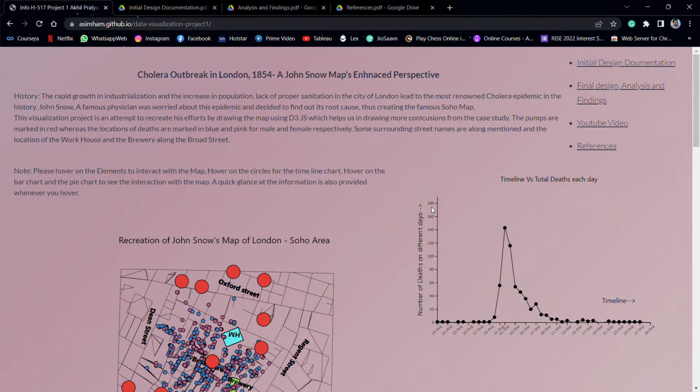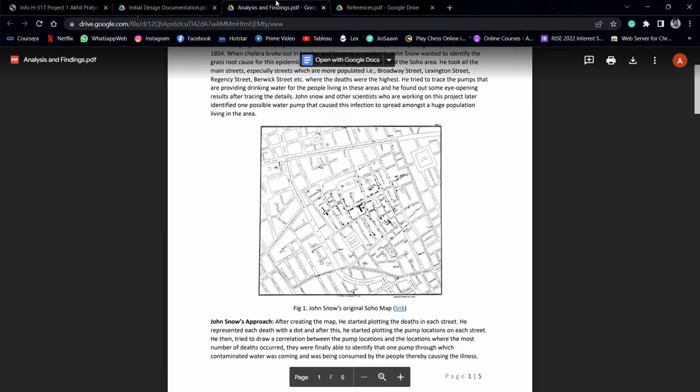I am currently doing my Masters in Applied Data Science at IUPUI. Today we'll be talking about a project I did as a part of my course curriculum. The project is a recreation of John Snow's cholera map in London, which John Snow created in 1854 when cholera broke out in London. The original map you can see here.